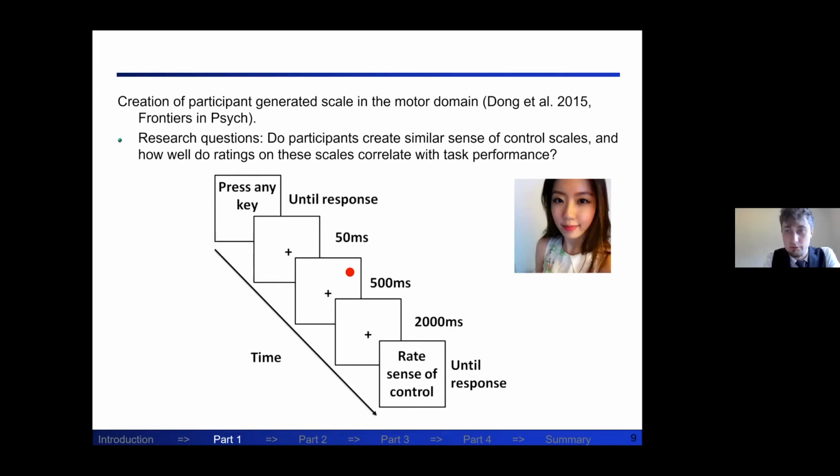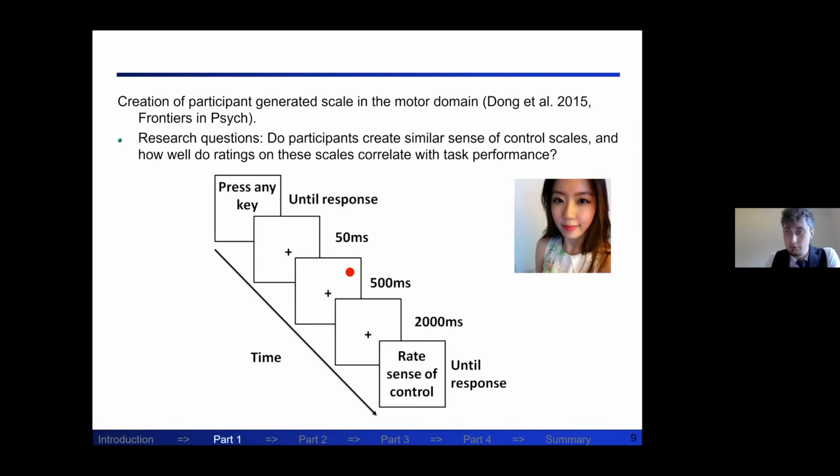that came out in 2015 by then PhD student Mia Dong. And she had participants create a similar scale for a motor control task. What she did was present a target on a screen, and participants had to move their cursor from the center fixation to the target, but she introduced different kinds of noise and different extents of noise on the cursor movement. And they had 2 seconds to do this. Sometimes it would be possible, sometimes not, and sometimes a lot harder than other times.